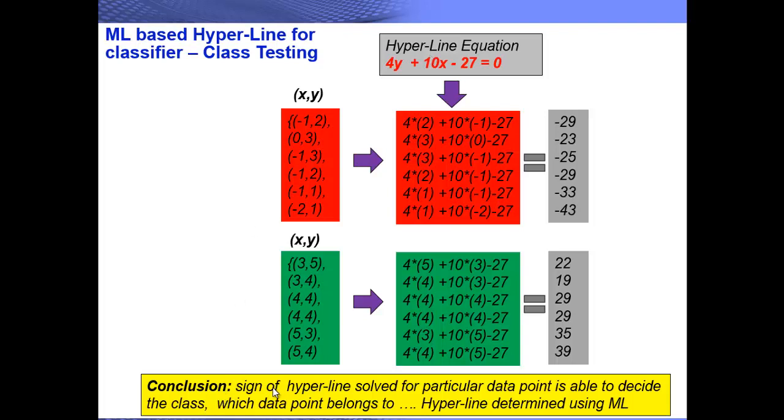So in conclusion, the sign of the hyperline equation solved for a particular data point is able to decide the class to which the data point belongs. Again remember, the hyperline is determined using ML. So this is the starting of machine learning. This gives you the essence of machine learning, where automatically, without human intervention, you are trying to solve the problem. Okay, so that's it for this video.